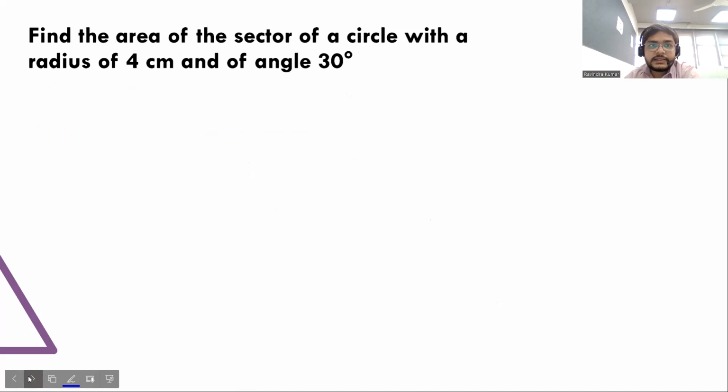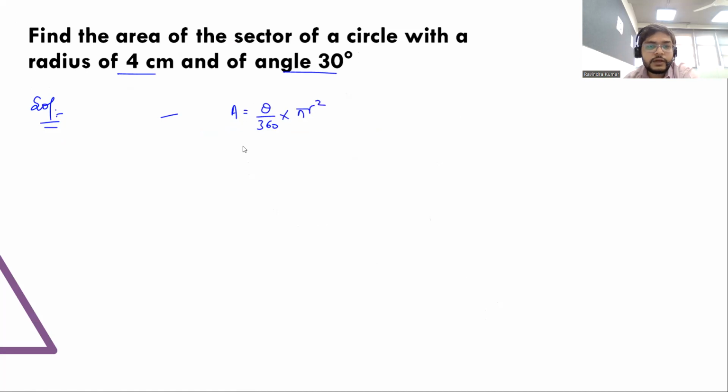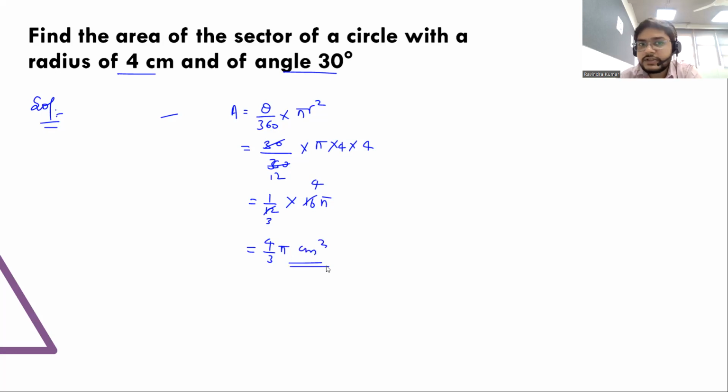Okay. Now the next one says: find the area of the sector of a circle with radius 4 centimeter, angle 30. This is the same question we already solved, so I am doing it directly. It is theta divided by 360 into pi r square. So the value of theta is 30, divided by 360, into pi. What is the value of r? 4 into 4. Now cancel it out by 30. So it is 1 by 12, and 16 pi, cancel out by 4. 4 4s are 16, 4 3s are 12. So it is 4 by 3 pi centimeter square. This is the area of the sector with radius 4 and angle 30 degree. Is it easy to calculate, right?